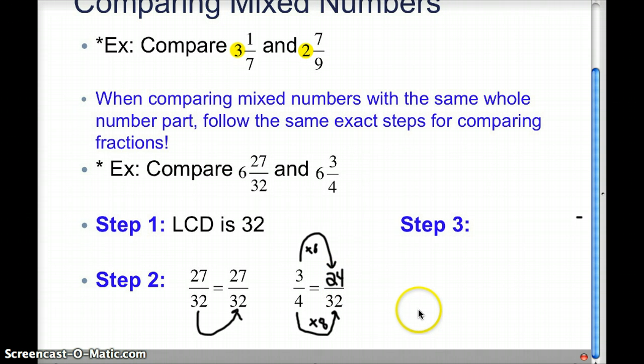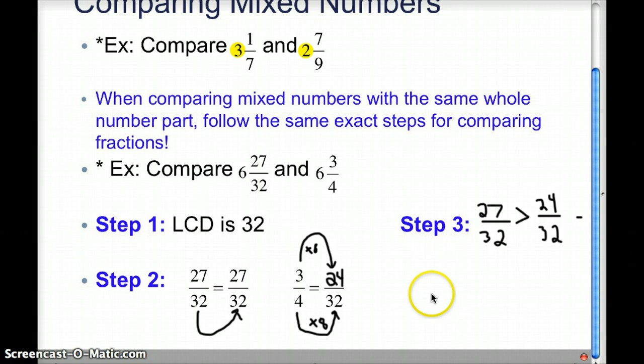Now all we have to do, since we have the same fractional parts, we're working in 32nds, is compare the numerators. So I have 27/32, and I want to compare that with 24/32. Well, 27 is clearly larger than 24. Now, remember the professional way to write it is using the original fractions that they gave you. And in this case, it's mixed numbers, so don't forget to include the whole number.